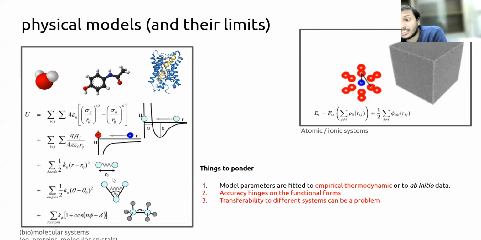And thirdly, transferability is usually a problem because you generally fit based on empirical data. Therefore, you should expect trustworthy results while you're simulating that system. But there's no guarantee that these parameters can be used on something else because you don't really have the thermodynamic data for that other system. So that can become a problem here.